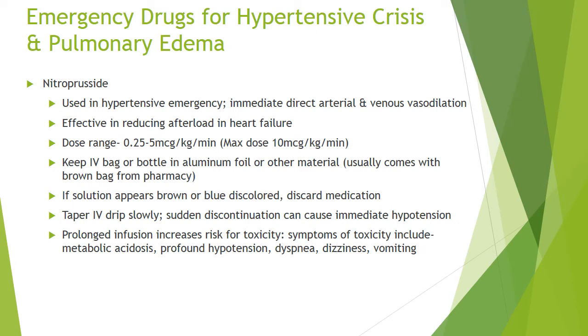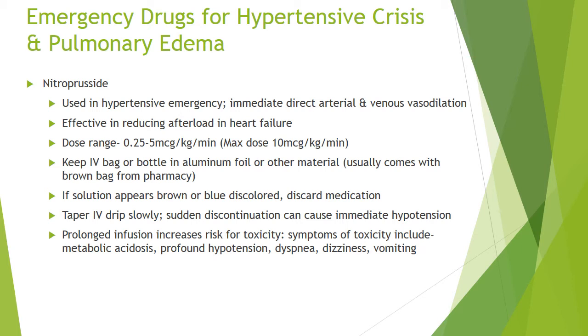Now we are going to talk about drugs used to treat hypertensive crisis and pulmonary edema. One of those drugs is known as nitroprusside. Nitroprusside has a direct effect on arterial and venous vasodilation, making it very effective in treating patients experiencing a hypertensive emergency. We also use it in patients that are in heart failure because it's effective in reducing afterload. Our dose range is 0.25 to 5 mics per kilo a minute with a max dose of 10 mics.